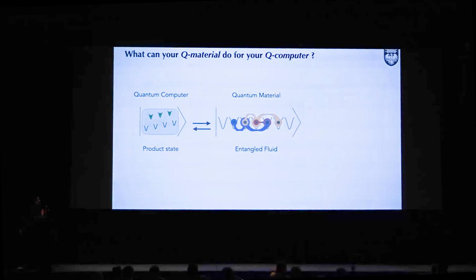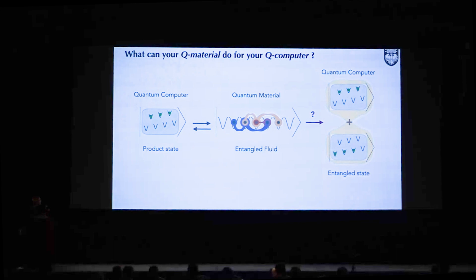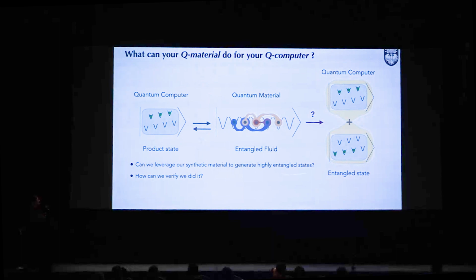So, just this last thing I want to point out is that we're also trying to think of ways in which, okay, we initially started with the qubits decoupled in some product state. We adiabatically evolved the system to prepare some entangled fluid, but if we adiabatically come back to the same configuration, we're going to recover the same boring product state. So one question we want to figure out is, can we leverage our synthetic material and dynamics in this system to generate a highly entangled state when we decouple the qubits? And how can we verify we did?